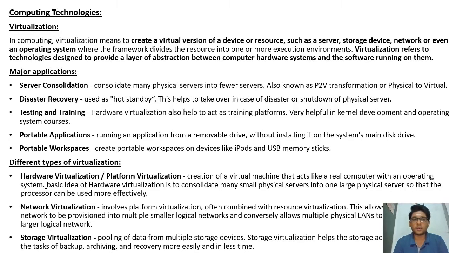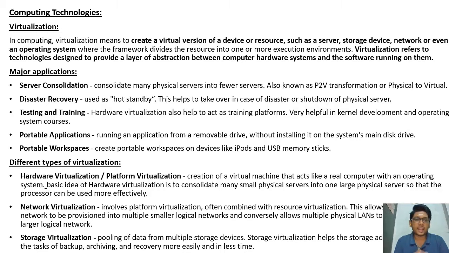Next, disaster recovery. What is disaster recovery? It is used as a hot standby. Suppose a disaster happens, I use another thing as a standby. For example, now a heavy cyclone comes, we were working in one place, and now we cannot work there and things get disrupted, so I have a standby. I immediately go to the standby and start working so that my operation does not get stopped. This helps to take over in case of disaster or a shutdown of a physical server.